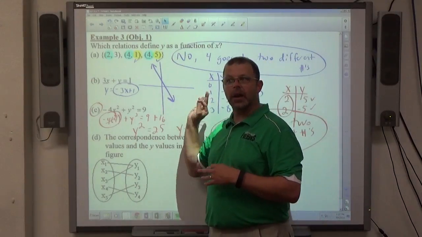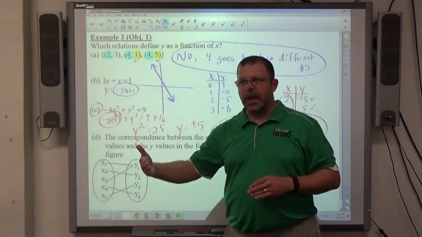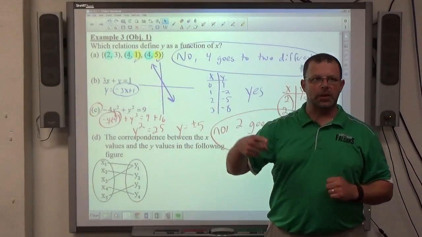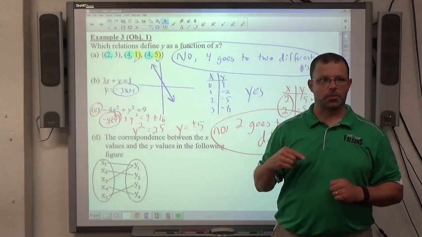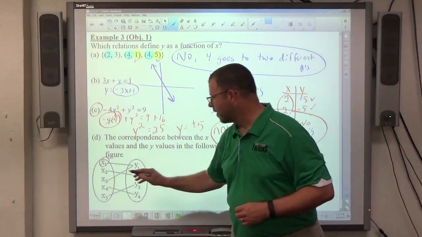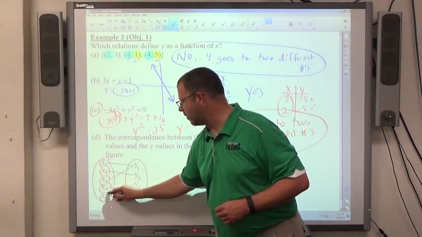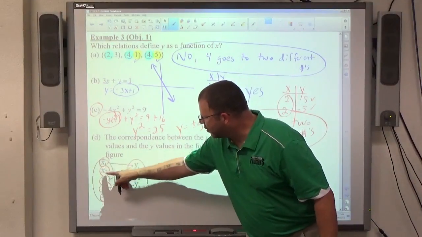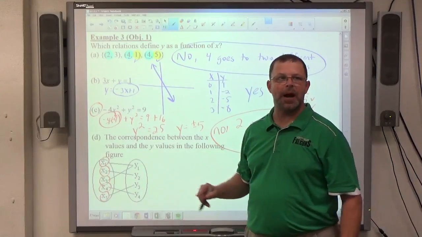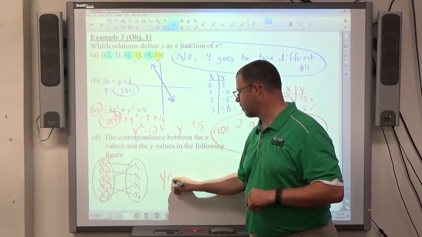Again, considering what function means, every x must go to exactly 1 y. That's the rule, okay? How many y's is this x going to? 1. How about this one? 1. And that one? 1. And this one? 1. And that one. All right. Even though these 2 are going to the same one, it doesn't matter. They're only going to 1. That's the rule. Okay, so this is a yes.